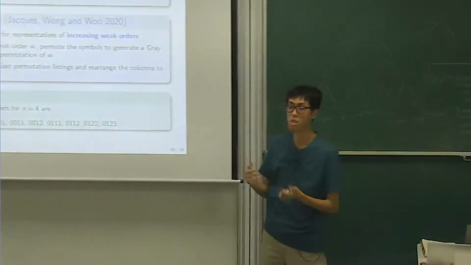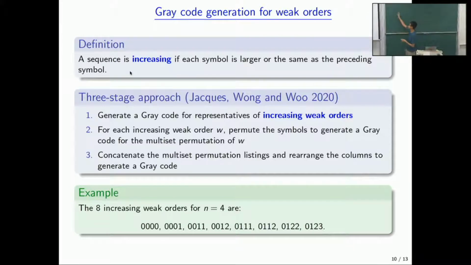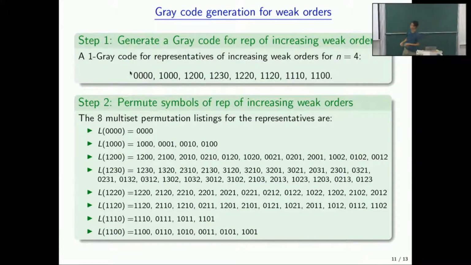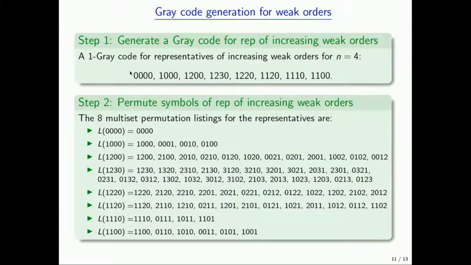And so that's the basic idea, the foundation of how we generate a Gray code for this reorder. Basically, the first step is to generate a Gray code for some representatives of this increasing reorder. Once we have these, it is much easier, because for multiset permutations, there are thousands of algorithms to generate a multiset Gray code, maybe 100 algorithms. So this is actually much easier. The most difficult part is how to generate these.